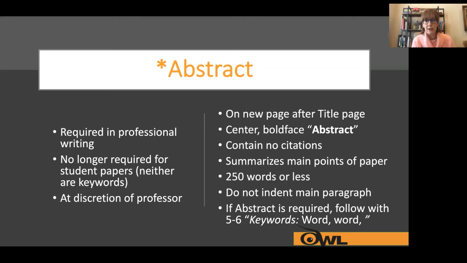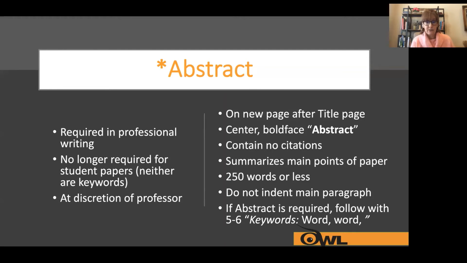Like if Seymour Tollhouse's article was just amazingly written, and his instructor suggested, hey, let's see if we can get this published, this is awesome work that you've done here, then Seymour would have to make some changes, add an abstract and the keywords for the professional writing. But again, the abstract is no longer required for student papers, and neither are the keywords. But here's the caveat: it's at the discretion of the professor.